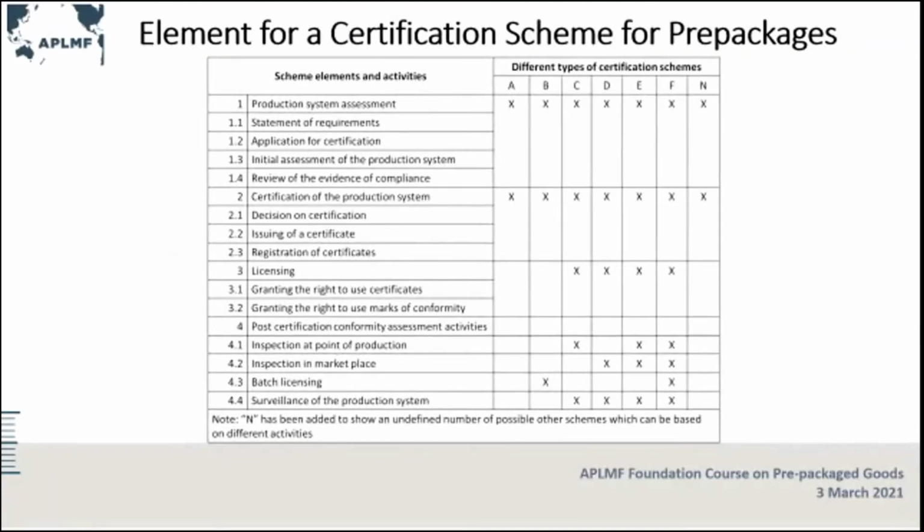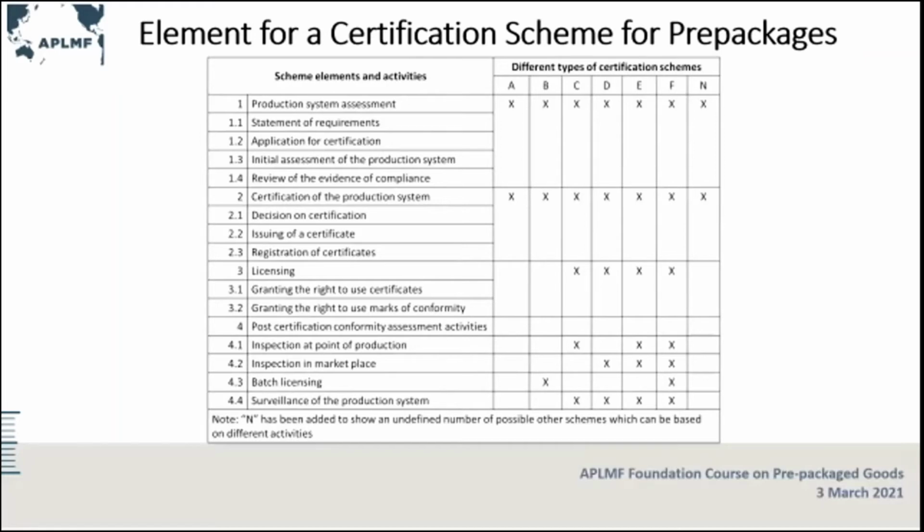So for scheme A, we can see the elements and the activities of scheme A. The first one is the production system assessment. Scheme A will cover all 4 activities: the statement of the requirement, application for the certification, initial assessment of the production system, and also the review of the evidence of the compliance. And then scheme A also covers the certification of the production system, which includes the decision on certification, issuing of certificate, registration of certificate, that's covered by scheme A. So scheme A only covers the production system and also the certification of the production system. It is the minimum scheme.